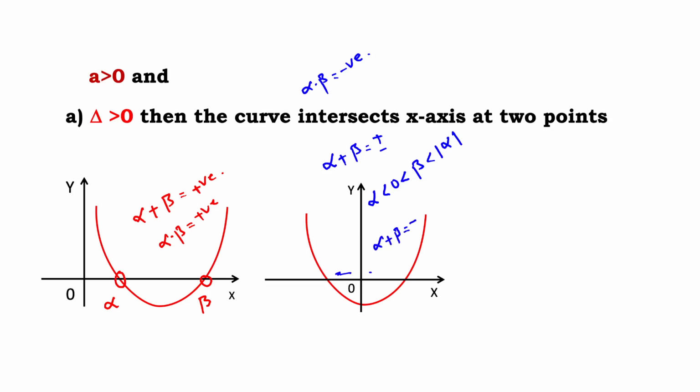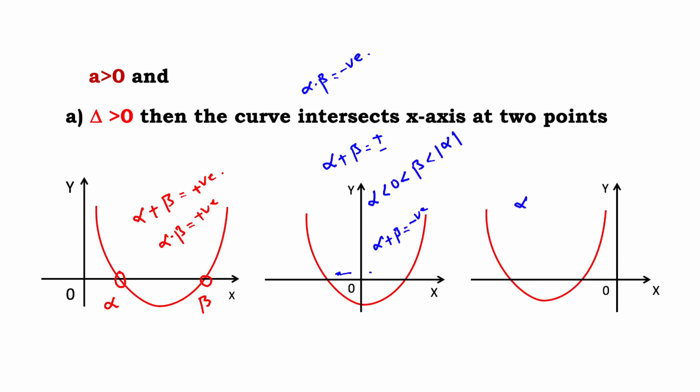In the same case, maybe both the roots will be negative. In this case, again alpha plus beta, the sum of the roots, will be negative, and alpha into beta will be positive, right?